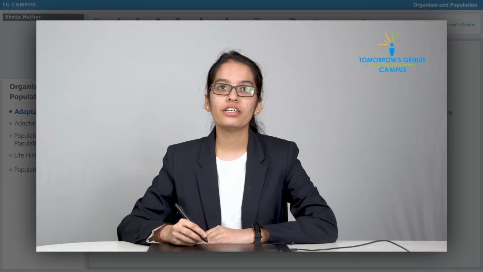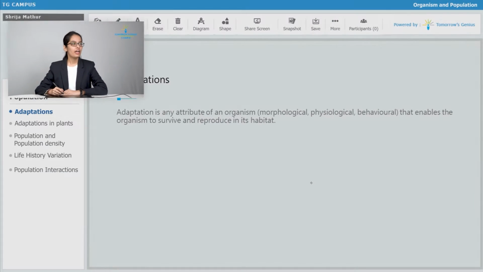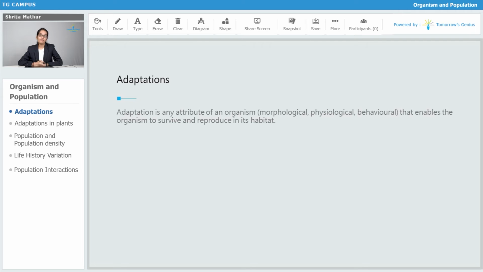Let's study about the adaptations. Now, what is adaptation? First of all, adaptation is any attribute of an organism, which can be physiological, morphological, or behavioral, that enables the organism to survive and reproduce in its habitat. So any feature present in an organism for its survival, growth, and reproduction is the adaptation of that organism. It can be physiological, it can be external appearance, that is morphological, or it can be behavioral.